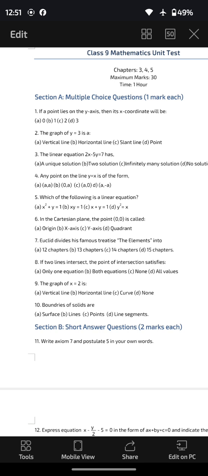Next, in the Cartesian plane the point 0 comma 0 is called origin. Option A. Euclid divides his famous treatise the Elements into 13 chapters. Option B is right. If two lines intersect, the point of intersection satisfies both the equations. Option B.